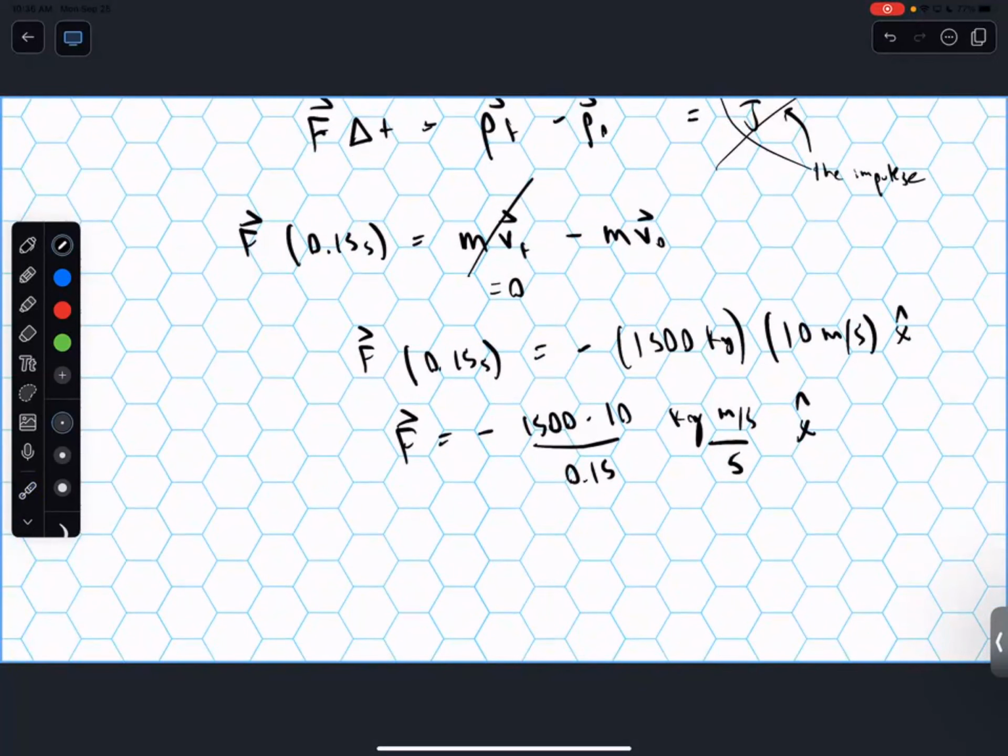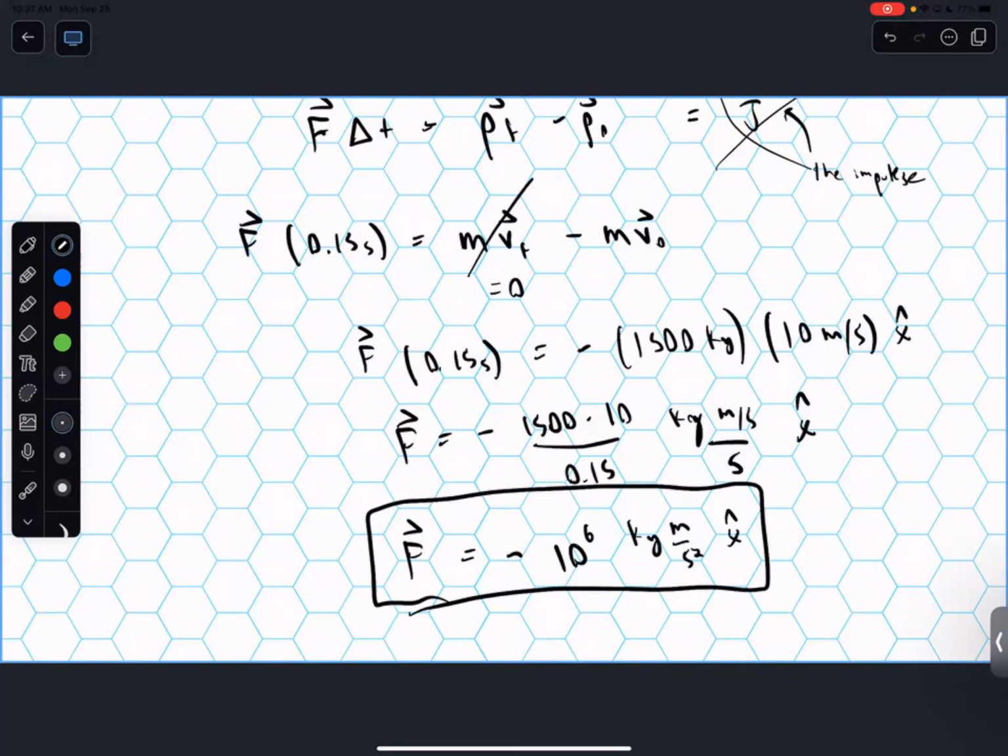Okay, so if I go ahead and solve that out, when I did this at home, I got that this expression equals minus 10 to the 6 kilograms times meters per second squared, and it still is in the x hat direction.